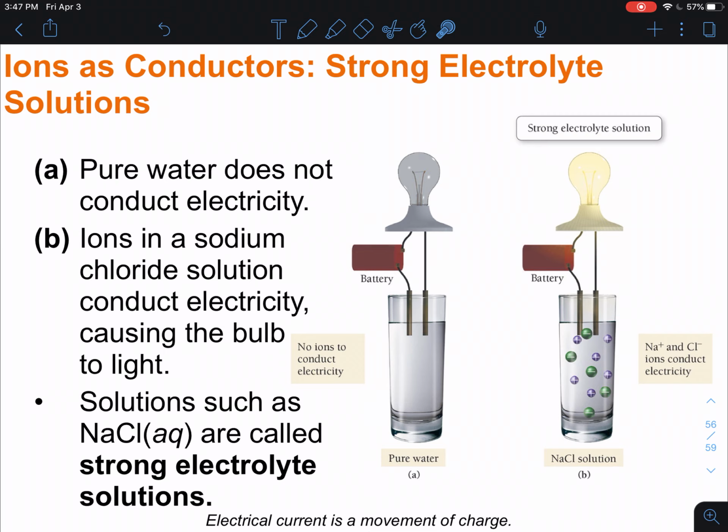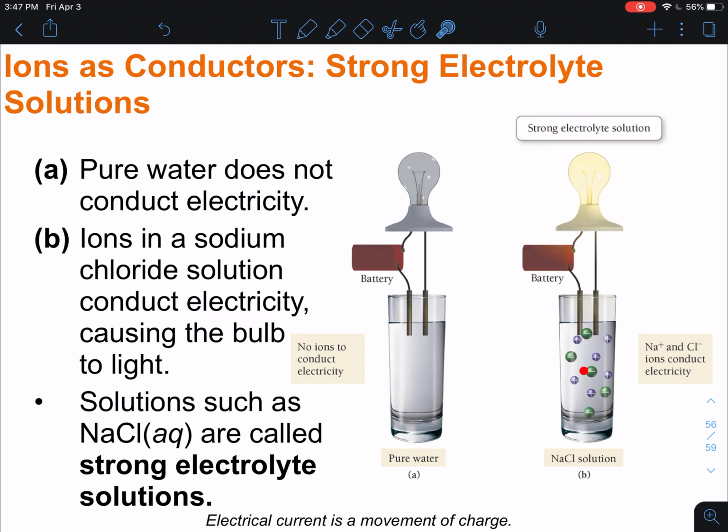Since there are no ions in pure water, like deionized water, current doesn't flow. But in strong electrolytes, such as sodium chloride, that dissociate completely, when we drop sodium chloride in water, that allows a current to flow. And why does current flow? It's just because you have charged particles that are completely dissociated from each other, and they can freely move within solution. And because they can freely move within solution, they can then conduct electricity.